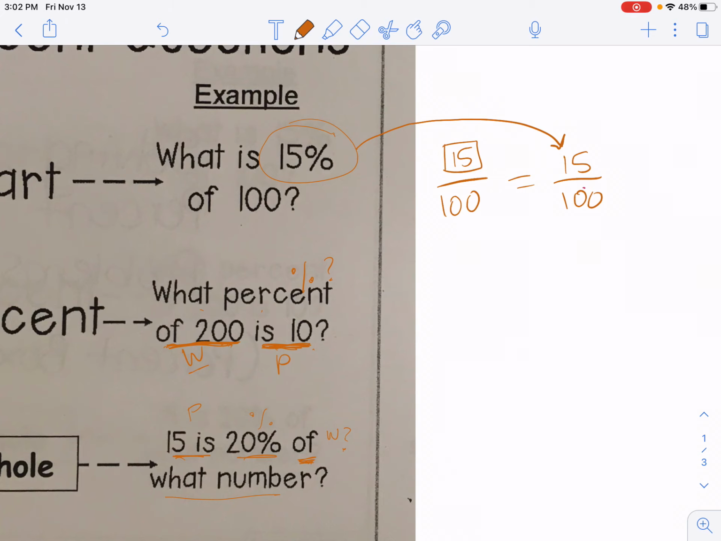If I'm trying to find what percent of 200 is 10, we don't know our percent. So we don't know what's up here, what out of 100. But it's of 200. 200 is our whole, 10 is our part. Just like in a fraction, the part goes up here and the whole goes down on the bottom. So 10 is a part of 200. We want to know what percent that would be.